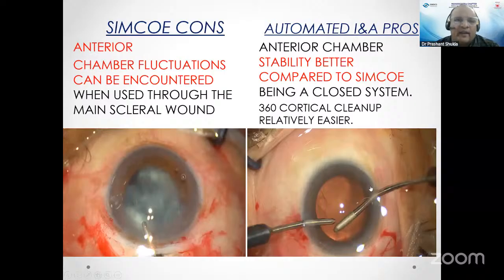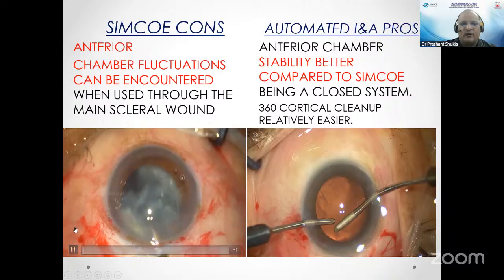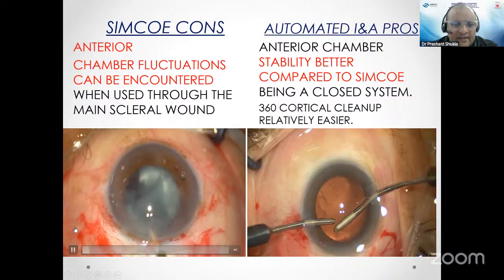So now we come to certain cons of the Simcoe cannula, which would be relatively the pros of the bimanual I/A system. What I have encountered is there is a significant amount of chamber fluctuation when we use the Simcoe cannula through the main port, because it is not a very closed system. We can see in a moment.